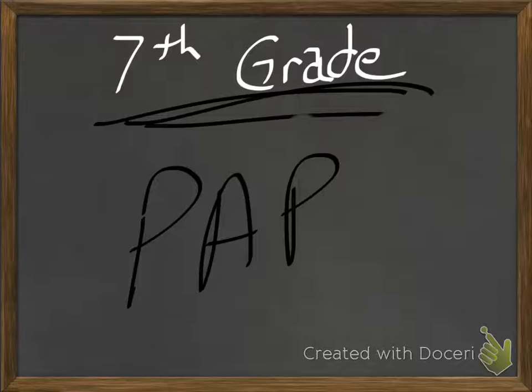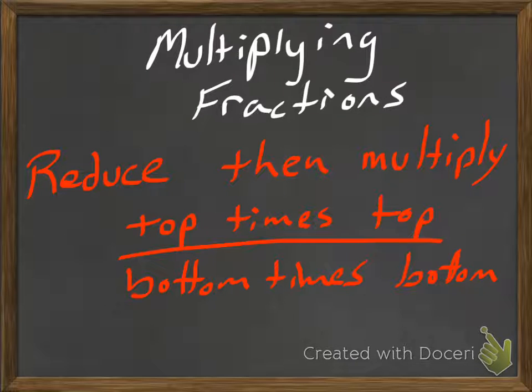Alright, 7th grade pre-AP. Some of this is a review, some of this is new. We're going to be dealing with fractions: multiplying, dividing, adding, and subtracting. Now that you know the least common multiples and stuff like that, we can actually do this now. So, multiplying fractions. First you want to reduce, then multiply. Before, you've multiplied, then reduced. I'm telling you now, it's way easier to reduce than multiply. So let's do it that way.